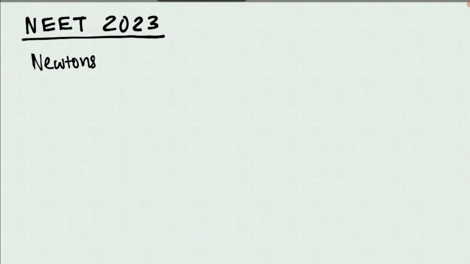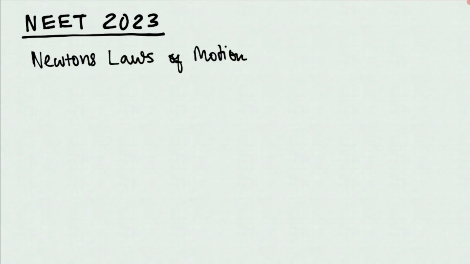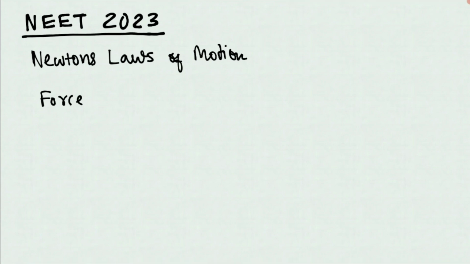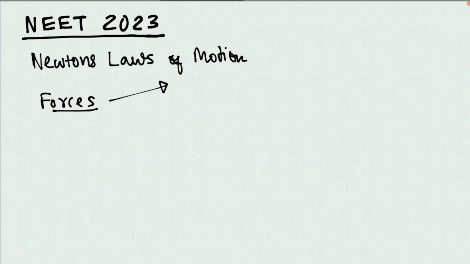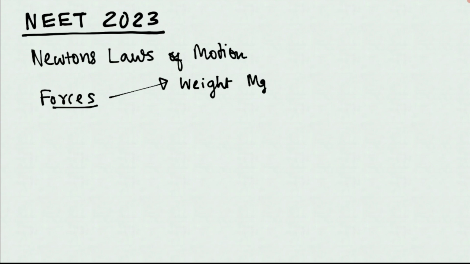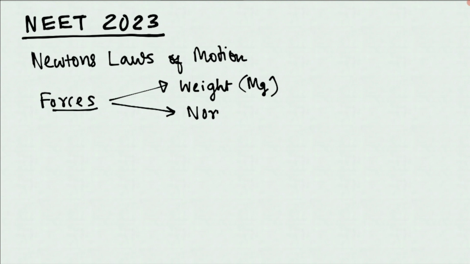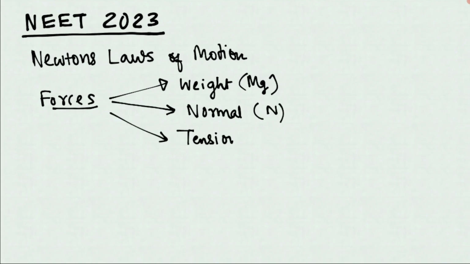To start with Newton's laws of motion, we have to start with the forces. So let's consider the types of forces with examples. The very basic force we must remember always when we deal with laws of motion is the weight of the body. So that is weight mg, that is mass into gravity. And many times we face questions based on normal forces, that is capital N, tension force T.